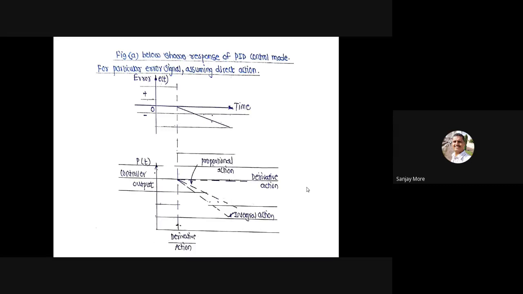So here draw these two graphs: error versus time, and control output versus derivative action. Okay. Draw these two graphs.